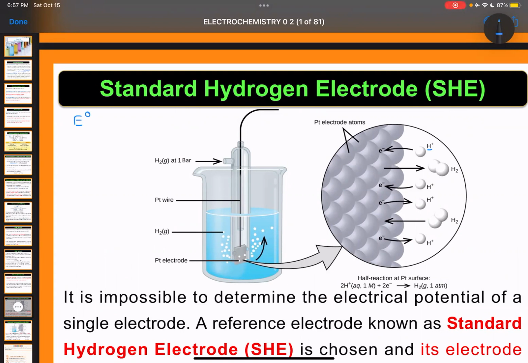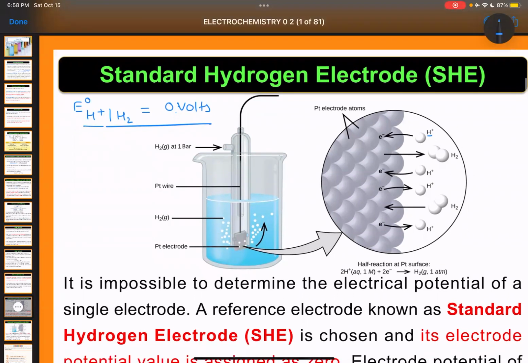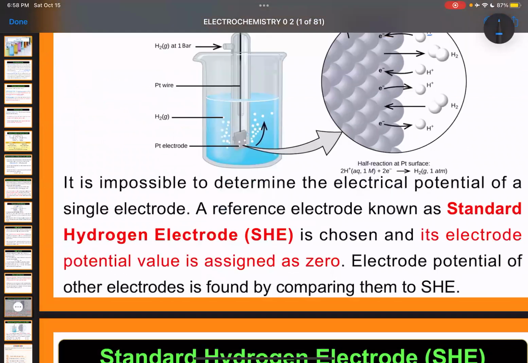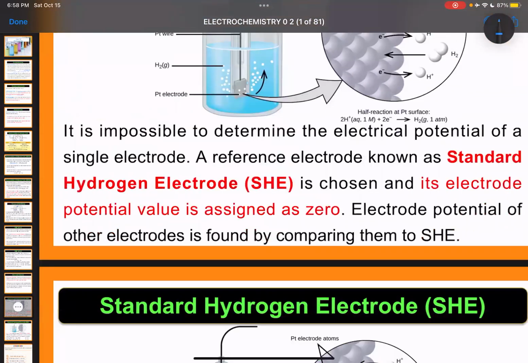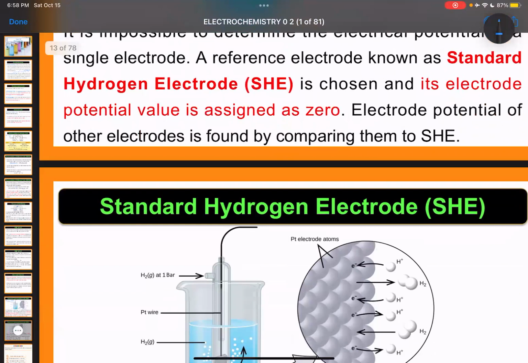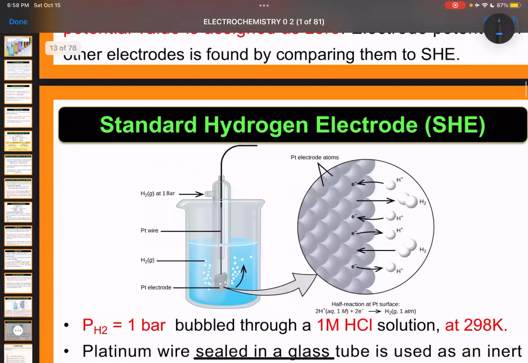So what we do, we take this as a standard electrode potential and we connect each other electrode with it to get the value. So this is considered as 0 volt. When you connect any other electrode, you make a complete cell, cathode, anode, and you measure the voltage, and since this is 0, you know what the electrode potential of the other one is, right? So these are the standard conditions.